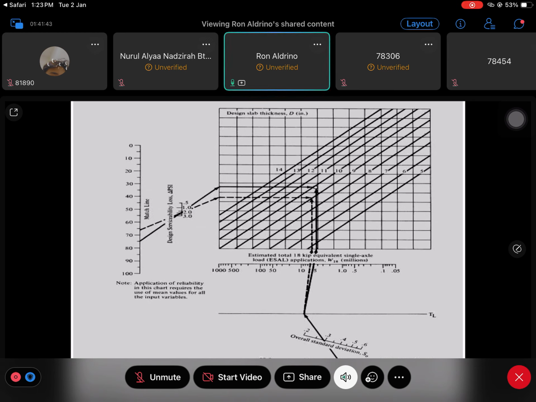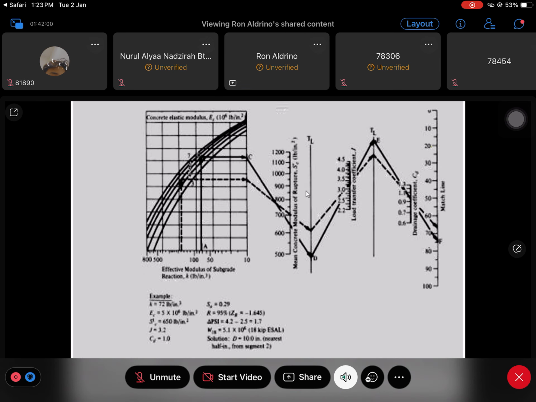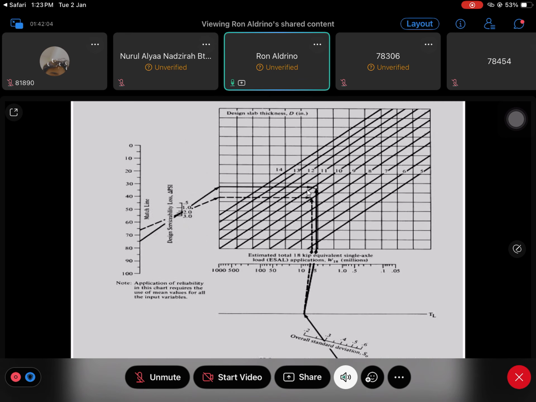Okay. So look at your questions, okay, check your question, check your data, then only you plot. You cannot simply just draw it and then you just assume that that is your thickness design. So you must have all the information provided, given when you use this nomograph. Okay, so when you use this nomograph, it's slightly easier lah, okay.